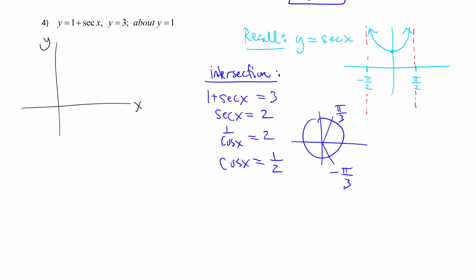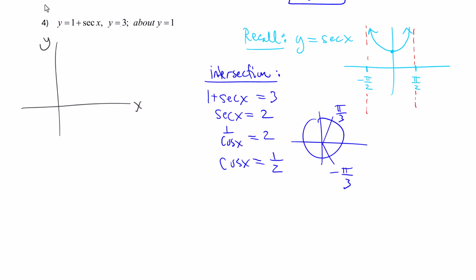So quadrants 1 and 4 is where cosine is positive, and it's equal to 1/2 on the unit circle at pi over 3 in quadrant 1 and negative pi over 3 in quadrant 4. Those values are going to help us out because that's where you can find intersections with these graphs, right? That's where this equation is true, when x equals those values. Those are just x-axis values.